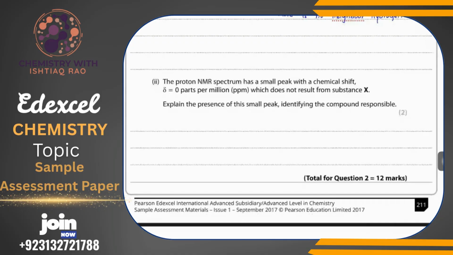The proton NMR spectrum has a small peak with a chemical shift of 0 parts per million, which does not result from substance X. Explain the presence of this small peak, identifying the compound responsible.